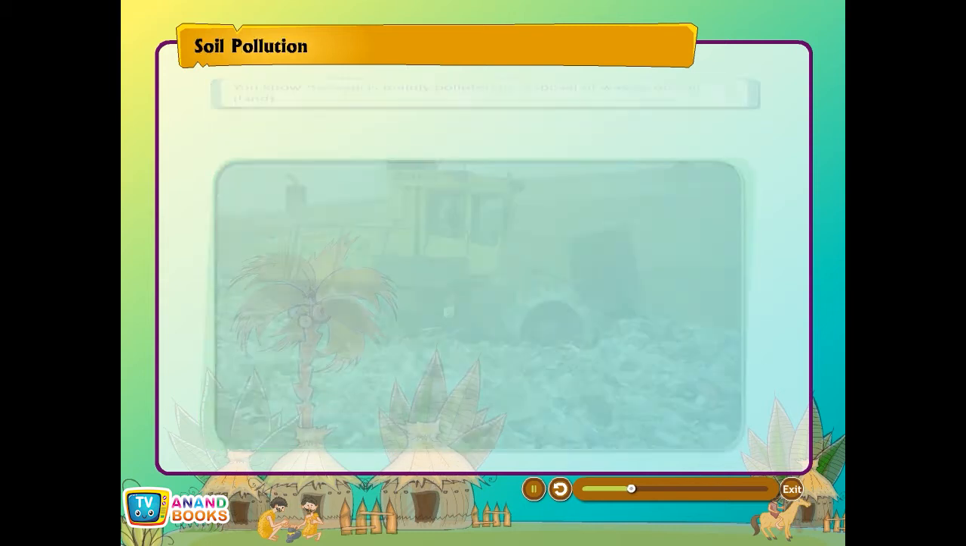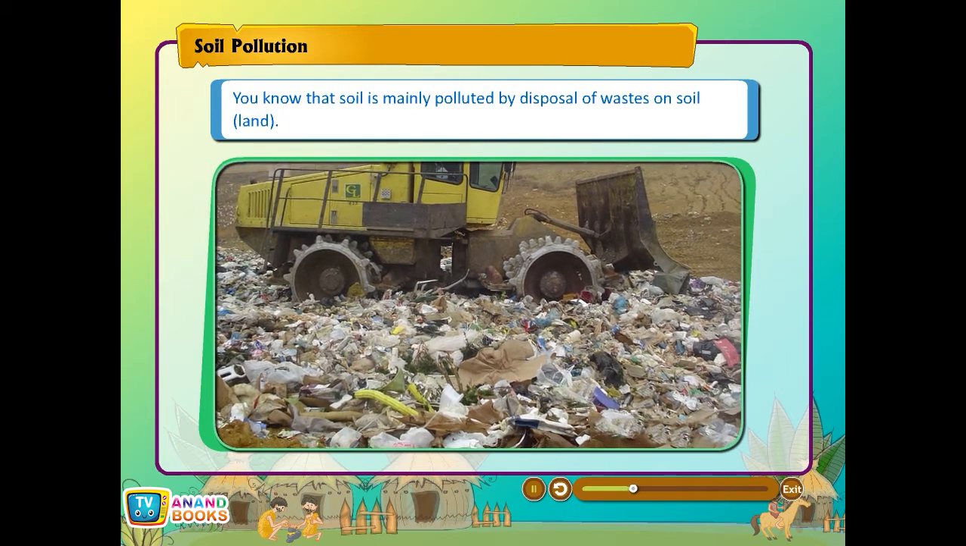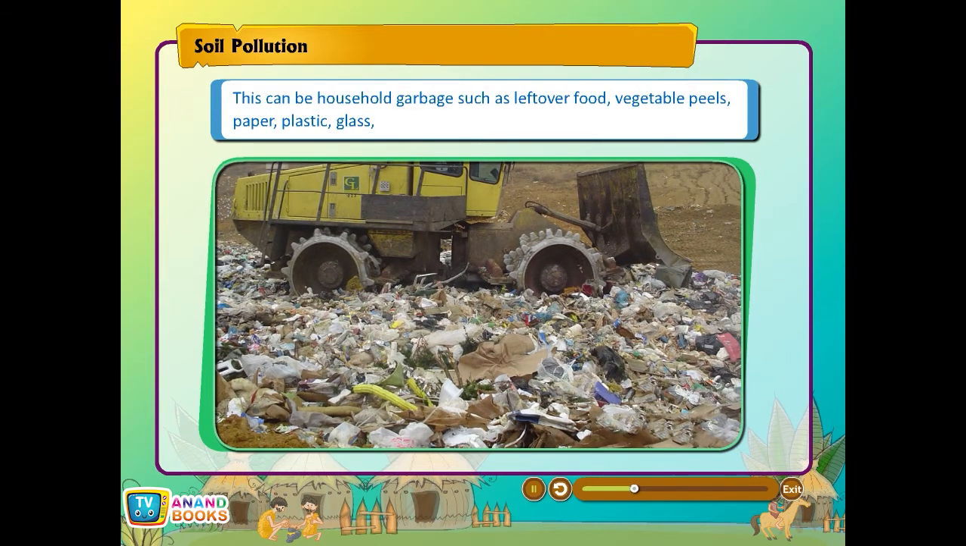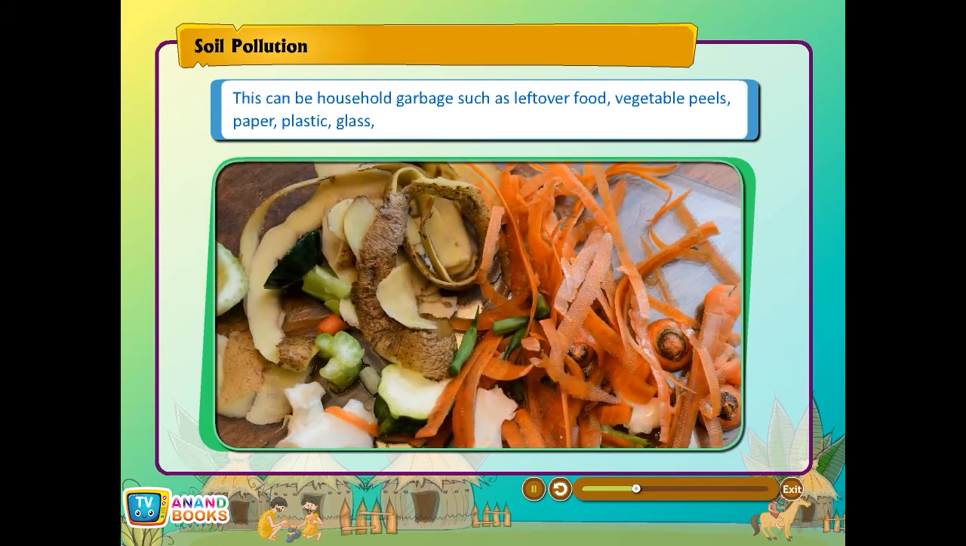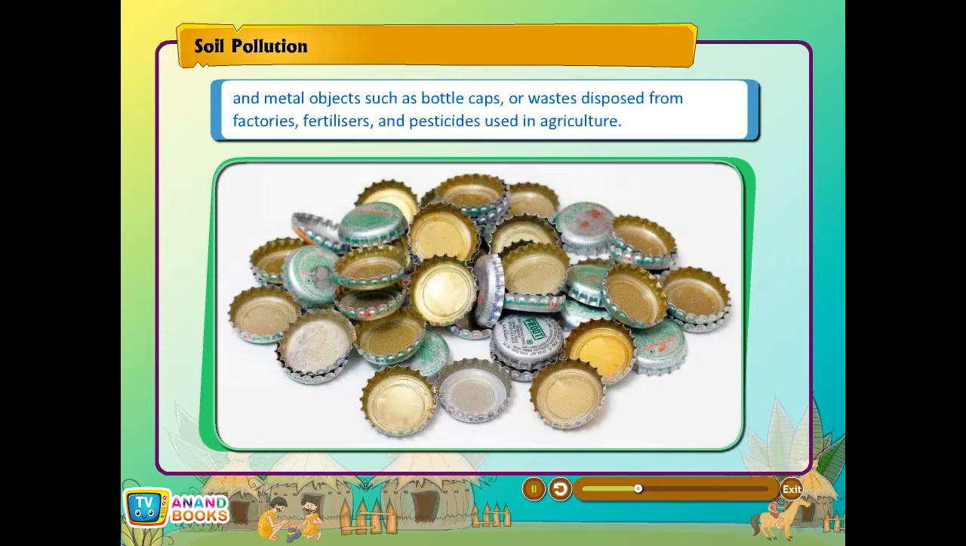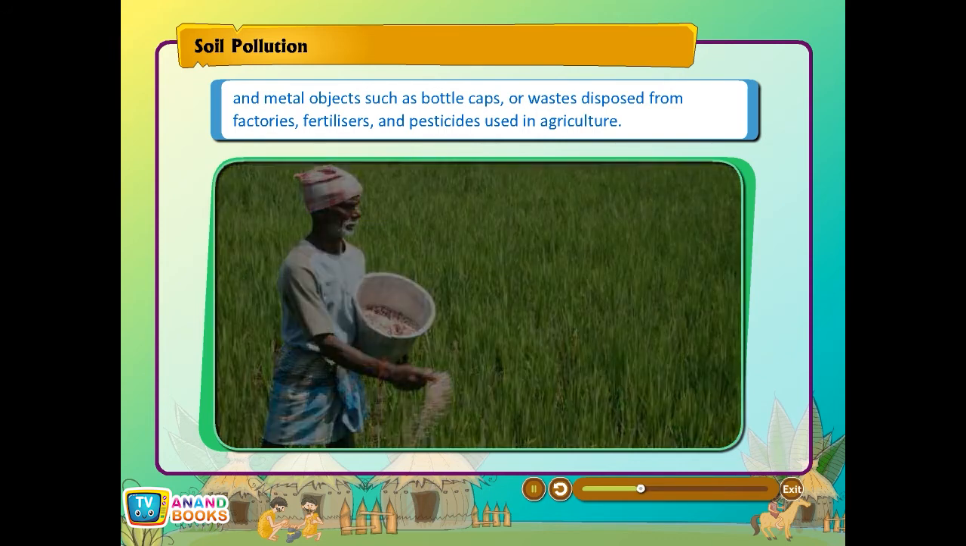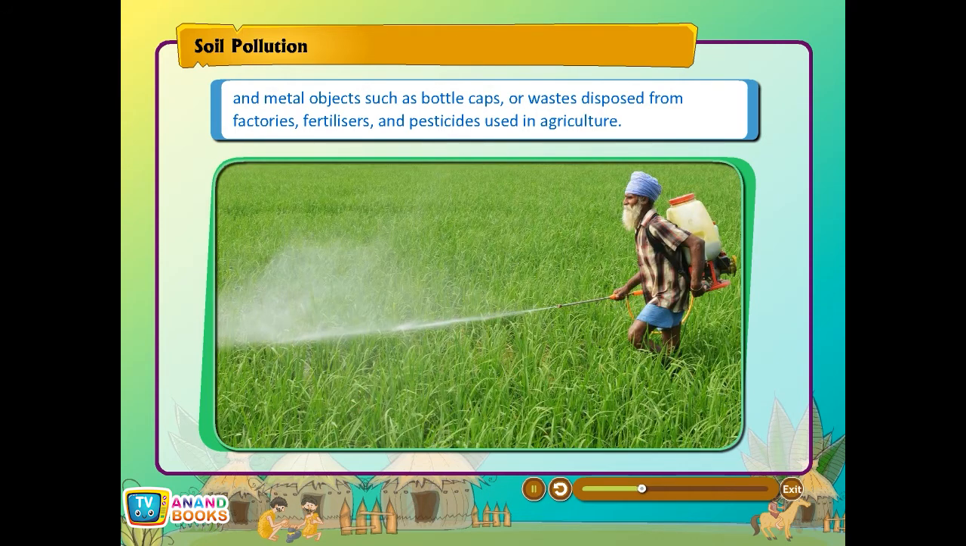Soil pollution. You know that soil is mainly polluted by disposal of wastes on soil, land. This can be household garbage such as leftover food, vegetable peels, paper, plastic, glass, and metal objects such as bottle caps or wastes disposed from factories, fertilizers, and pesticides used in agriculture.